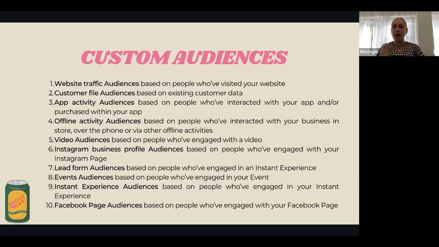So there's a couple of different types of audiences. The first one is custom audiences. These sorts of audiences include your website traffic audiences, customer files, and offline activities. So people who have interacted with your business, or obviously library, over the phone or offline, like popping into the library. You might have an email address for them, for example. Video audiences, so people who've watched your video. Whether that's on Facebook or Instagram, you can retarget based on that.